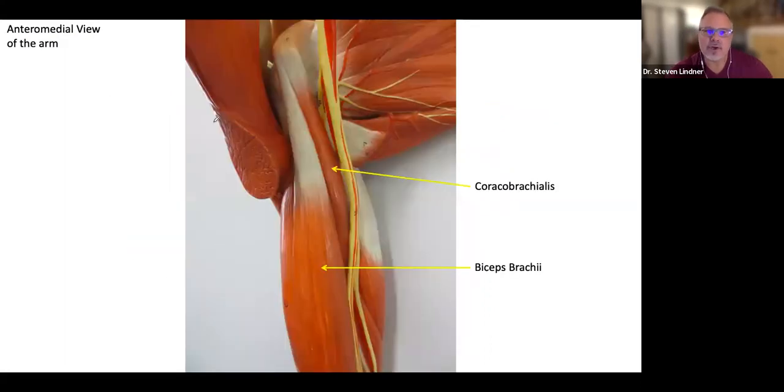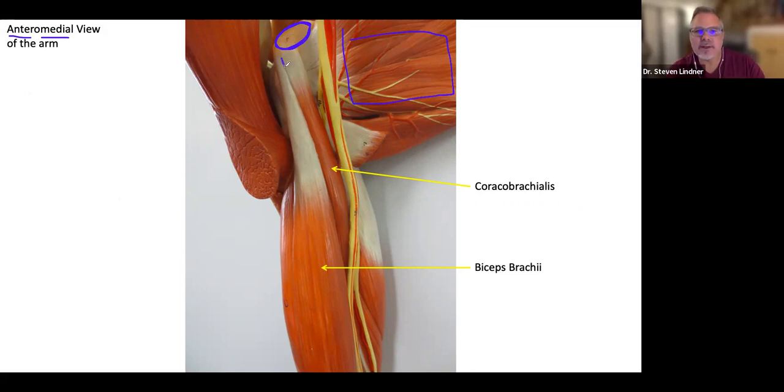Now we're looking at the shoulder from the anterior and a little bit on the medial. So it's anterior and medial. What we see up here, this is the front of the scapula. So this is the subscapularis. This bone right here is the coracoid process. So what muscles attach to the coracoid process?